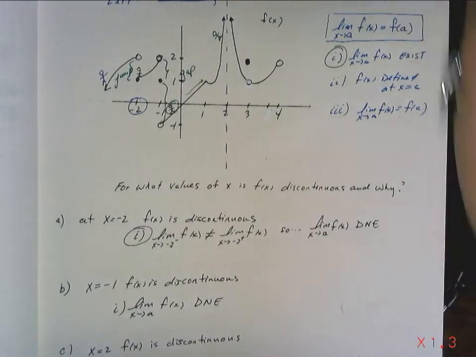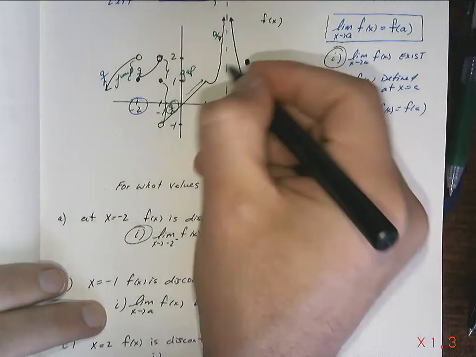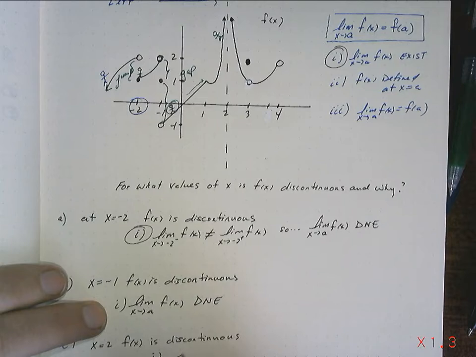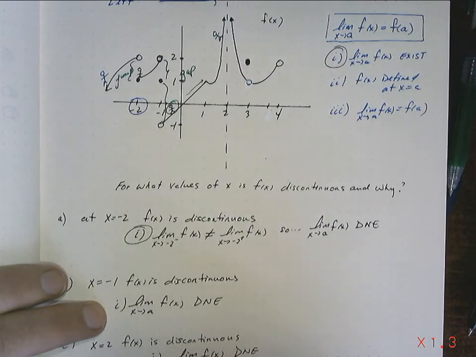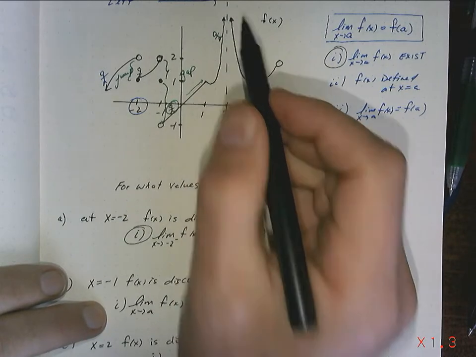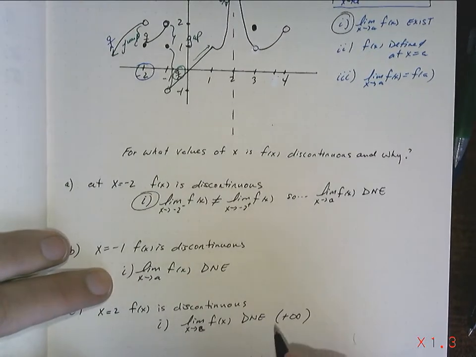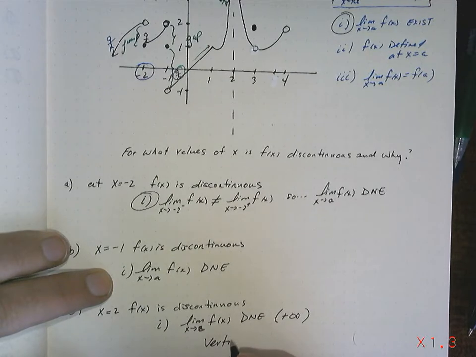So what failed here? Well, again, the limit doesn't exist. The limit from the left and the right of 2 doesn't exist. That definitely failed. But it failed a particular way, didn't it? It failed by going to positive infinity on both sides. And so we want to keep that information. And what that really means is that there's an asymptote there, a vertical asymptote. That's what the definition of a vertical asymptote is.